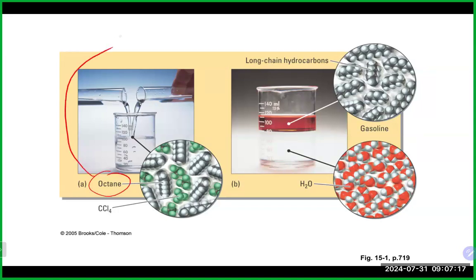Octane is basically C8H10. It's basically all carbons and hydrogens, definitely nonpolar. And CCl4, as we just talked about, is nonpolar. So obviously, when you mix them together, as you can see there, it just looks like one solution. Basically, everything mixes together and everything looks good.